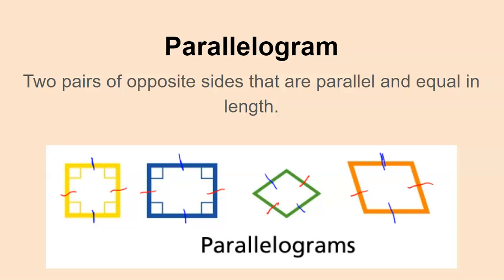And you can tell that the two opposite sides are parallel. They would never cross if the lines kept going. And they're also equal in length. So the blue sides are equal in length, and then the two red sides are equal in length. So parallelograms always have opposite sides parallel, opposite sides equal. Go ahead and pause the video, write that down, and push play when you're ready.